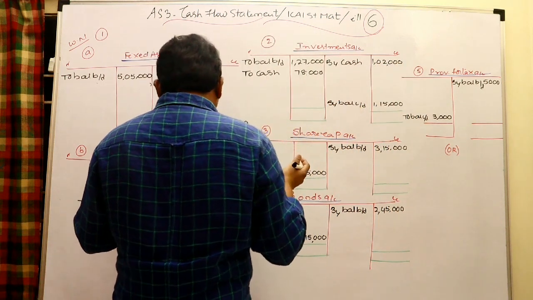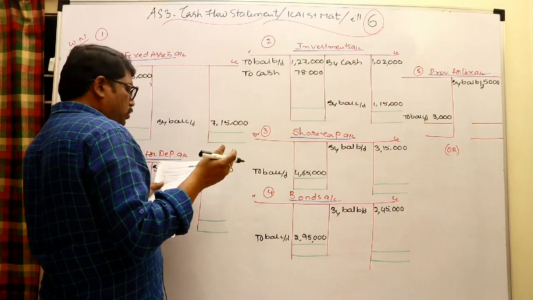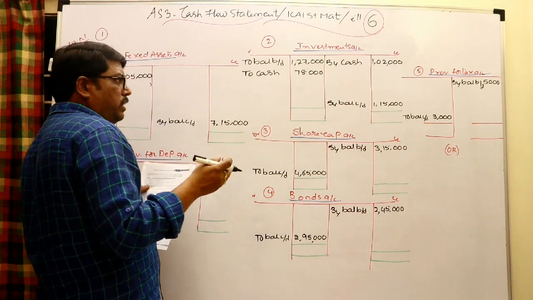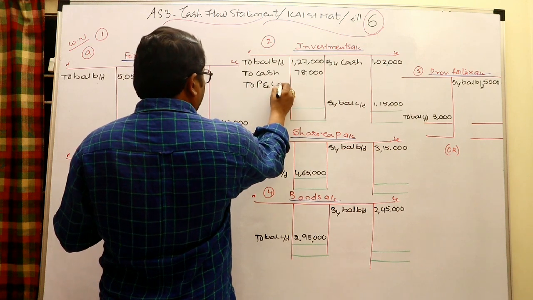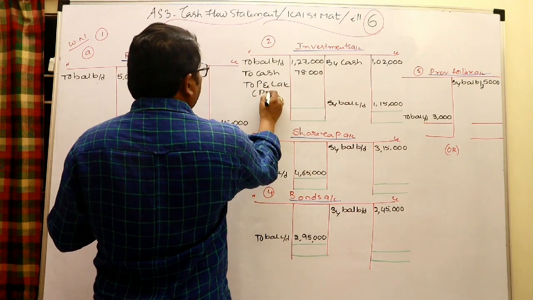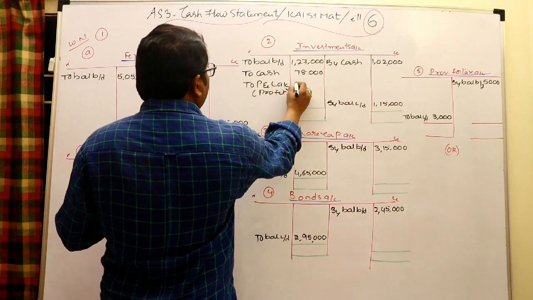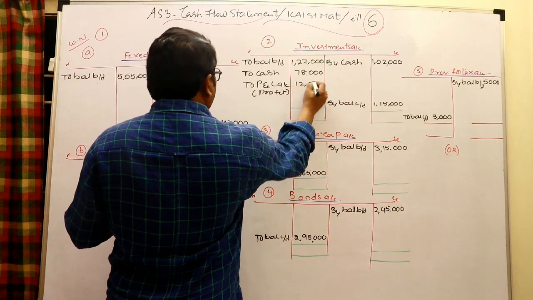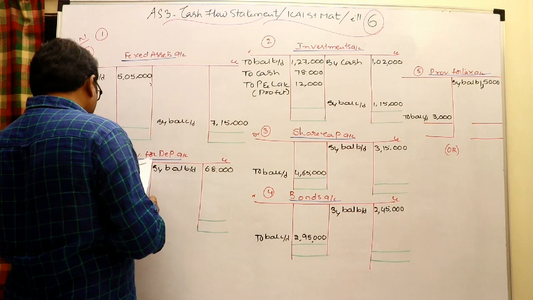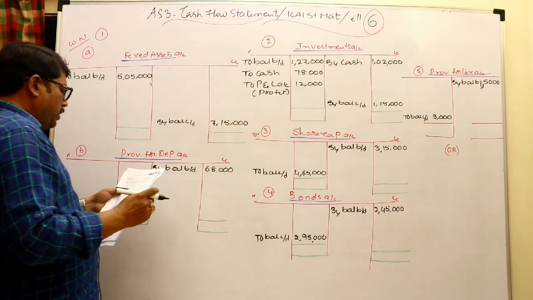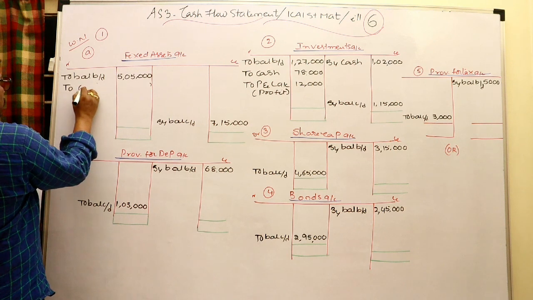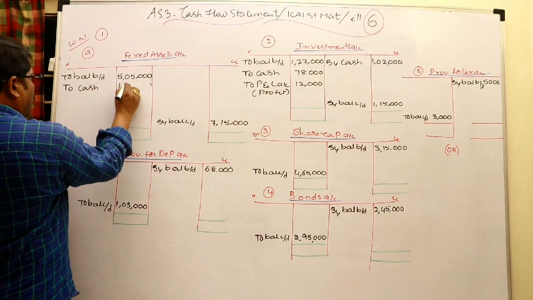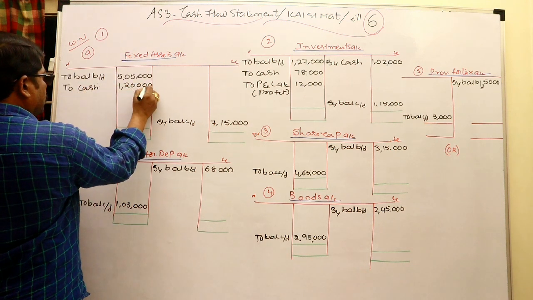90,000 sold at 1,02,000, which means there is a profit of 12,000. Entry: investments account to P&L account 12,000. Purchase of plant at 1,20,000. Plant account to cash account, cash or bank account 1,20,000.